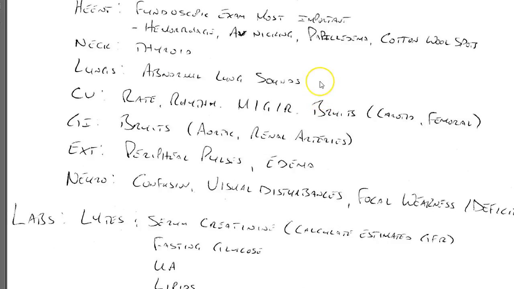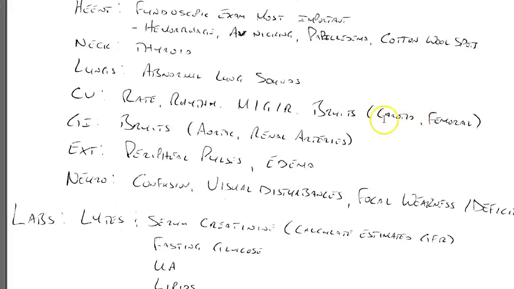That's what you're on the lookout for. Cardiovascular, of course, you're going to assess rate and rhythm. MGR stands for murmurs, gallops, or rubs. Very important to assess for the presence of bruits in somebody who is hypertensive. Carotid and femoral. Carotid, of course, stethoscope on either side of the neck.